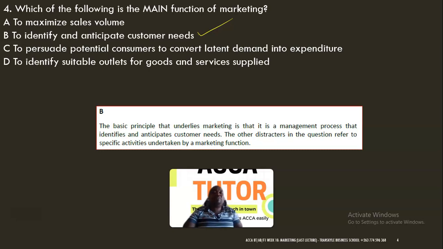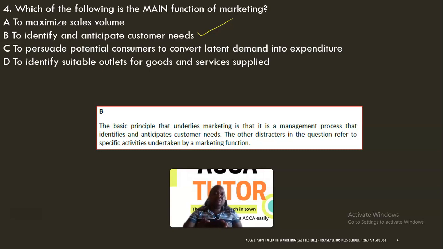So B, the basic principle that underlies marketing is that it is a management process that identifies and anticipates customer needs. The other distractors in the question refer to specific activities undertaken by a marketing function. So obviously, when they do whatever activity they do, they need to maximize sales and so forth. But that's not the logic behind setting up the marketing department. When we set up the marketing department, we want those guys to identify and anticipate.